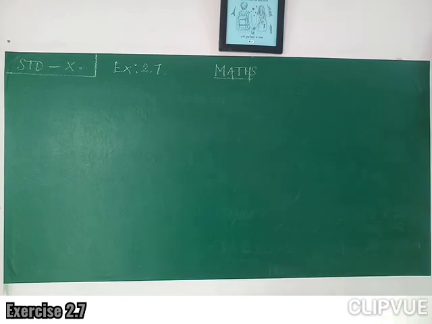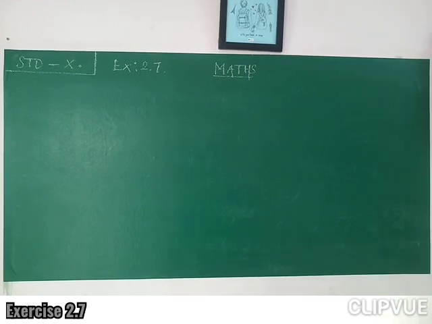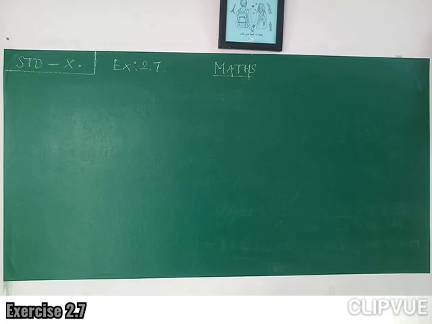Exercise number 2.7, question number 11. Now I am going to read the question. Listen clearly. In textbook page number 74, question number 11. Sivamani is attending an interview for a job and the company gave 2 options to him.